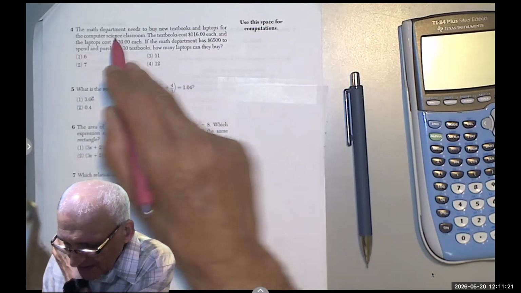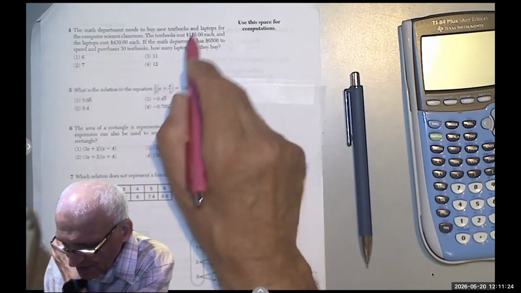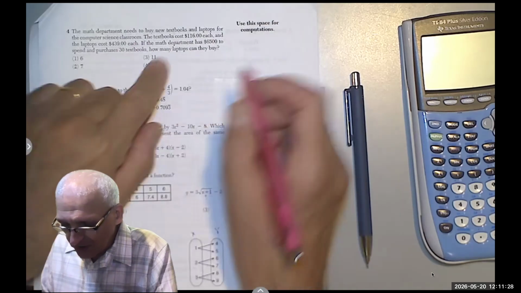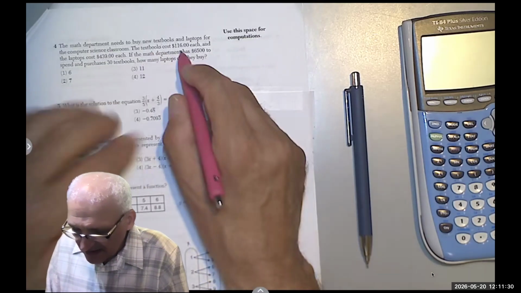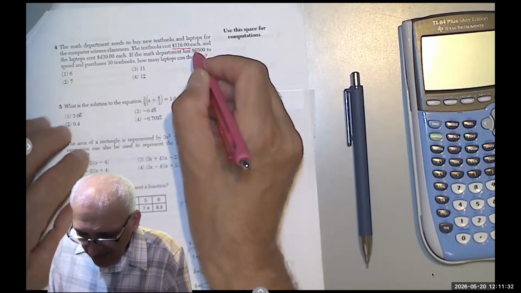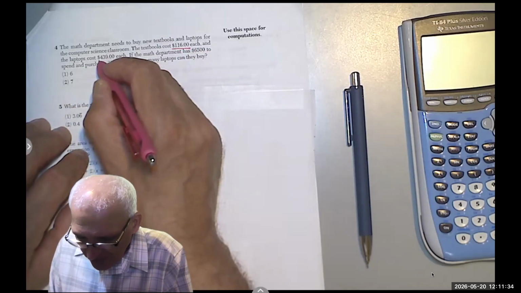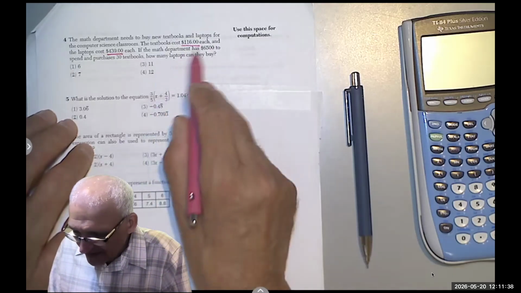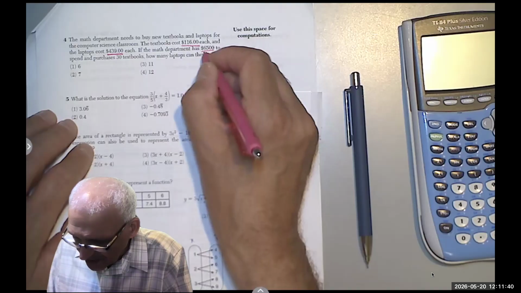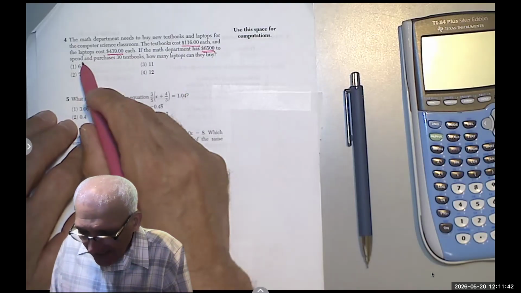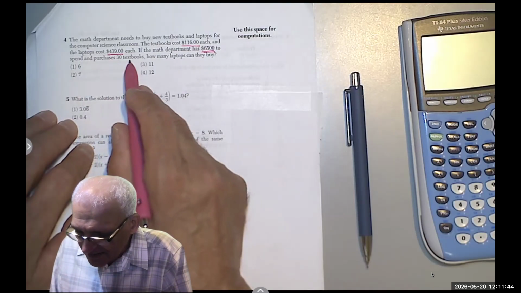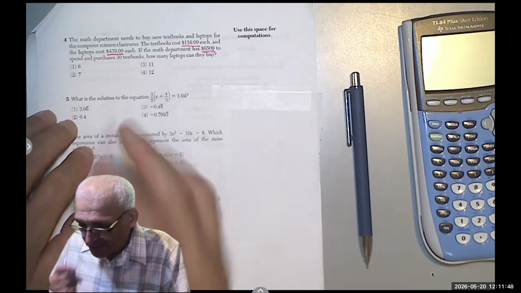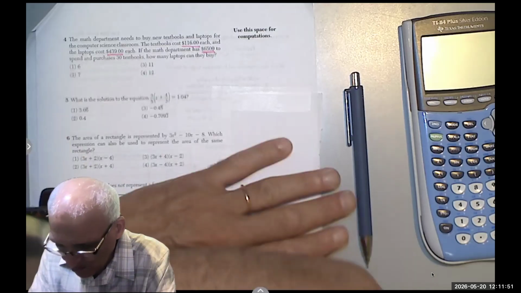The math department needs to buy new textbooks and laptops for the computer science classroom. The textbooks cost $116 each, and the laptops cost $439 each. If the math department has $6,500 to spend and purchases 30 textbooks, how many laptops can they buy?